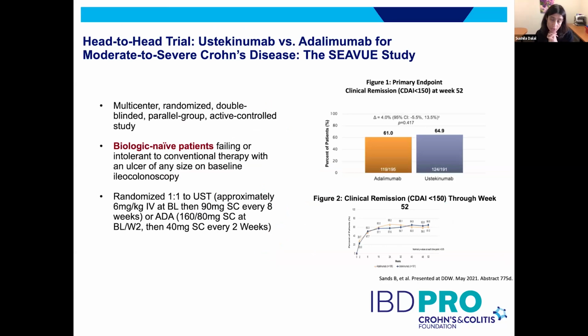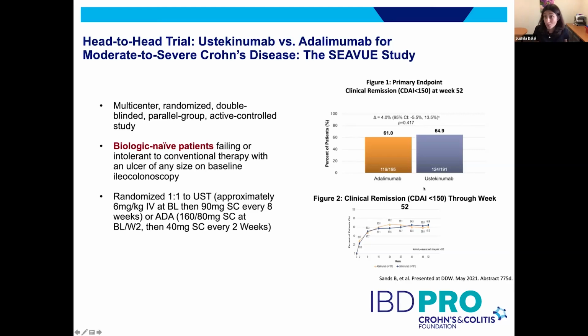We have two trials to look at when we're thinking about ustekinumab. There was a head-to-head trial of ustekinumab versus adalimumab, so Stelara versus Humira, for moderate to severe Crohn's disease. That was called the CView trial. It was a multi-center, randomized, double-blinded, parallel group controlled study. Importantly, these were bio-naive patients. So this was a first therapy, and they had an ulcer of any size. The patients were randomized to receive ustekinumab at the standard dosing or adalimumab.